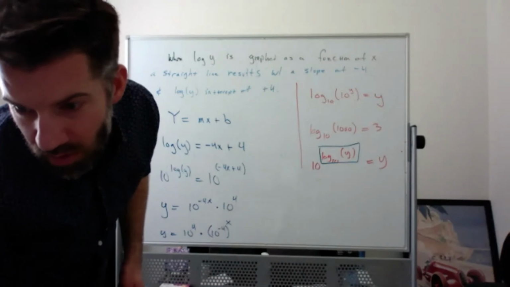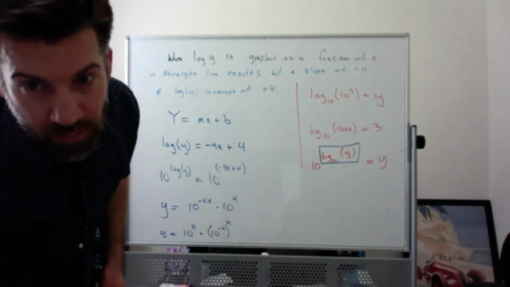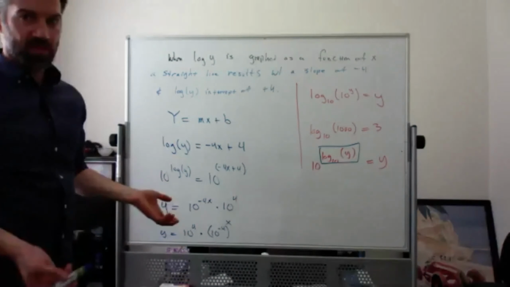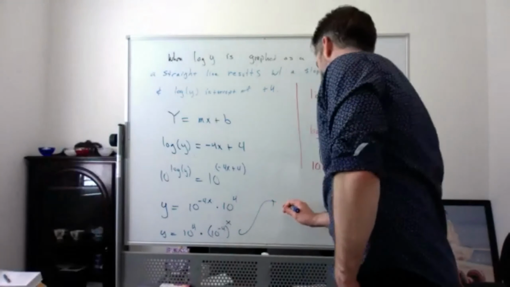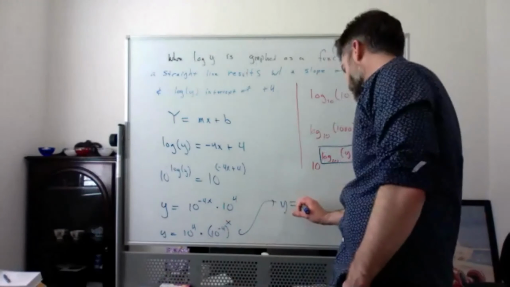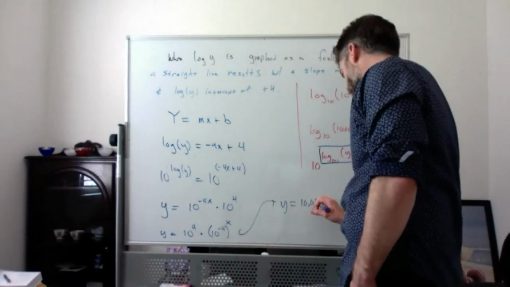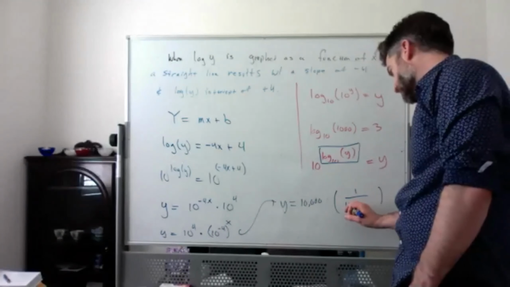Now you could simplify this a little bit further if you really wanted to. You could say this is y equal to, since these numbers aren't too big, 10 to the 4th is just 10,000. And you could say 10 to the negative 4th is 1 over 10,000.